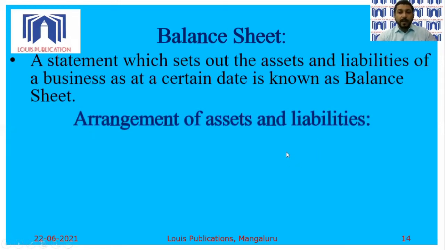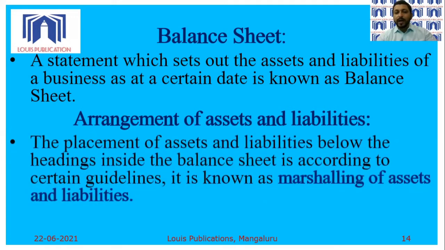Now, when we are preparing a balance sheet, understand we are supposed to arrange the assets and liabilities inside a balance sheet. Under balance sheet, we will have headings. Under each of the headings, the items are to be recorded in order. So how are you going to arrange or place those assets and liabilities under various headings inside the balance sheet? That concept is called as marshalling of assets and liabilities. So there are certain guidelines. What are those guidelines? We will see that. It's coming in the next 1 or 2 slides. So the placement of assets and liabilities below the headings inside the balance sheet is according to certain guidelines, and that is called as marshalling of assets and liabilities.